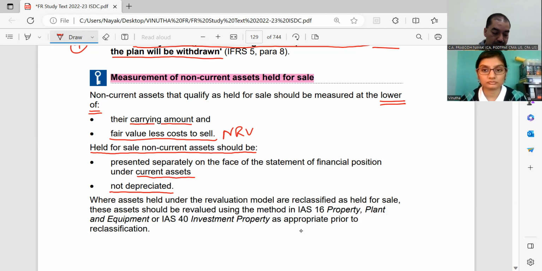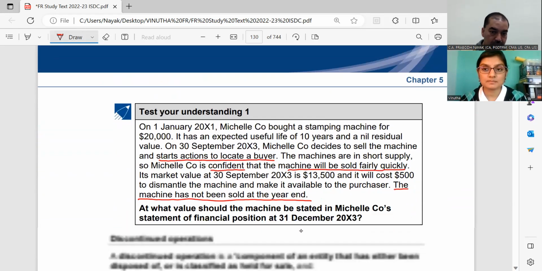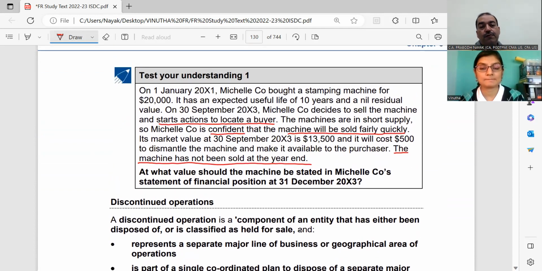Okay. Tell me this. Go through this and tell me what is the answer to this.